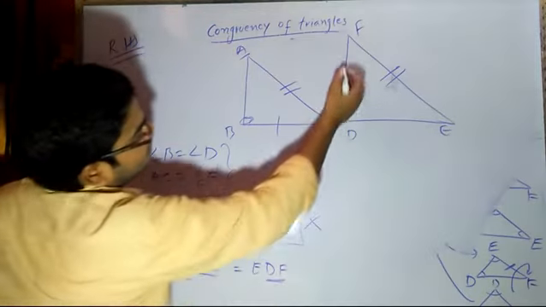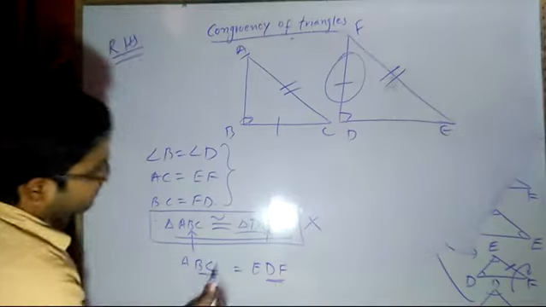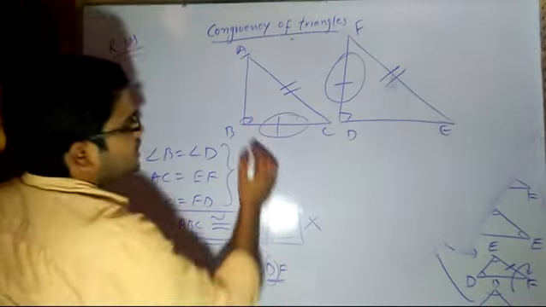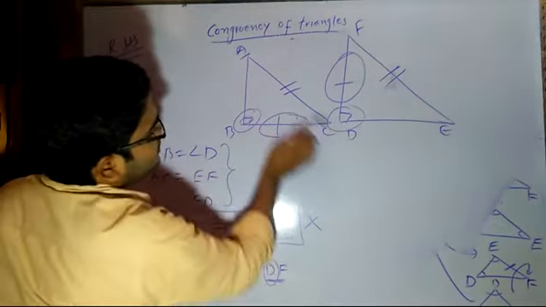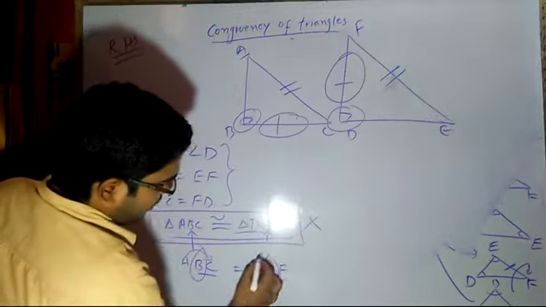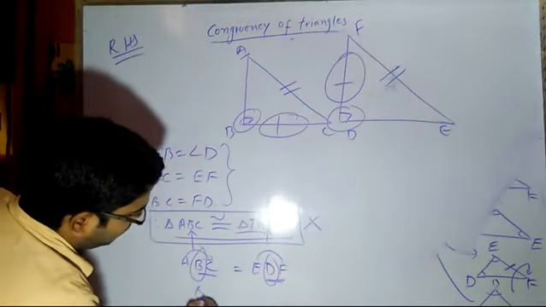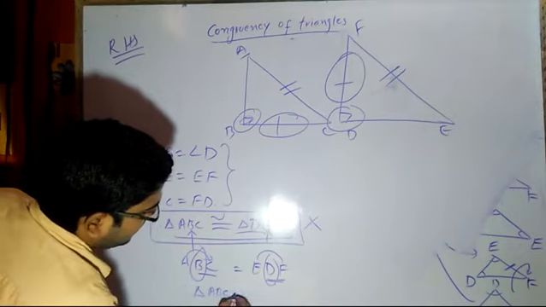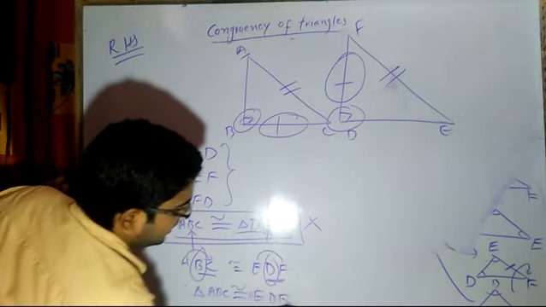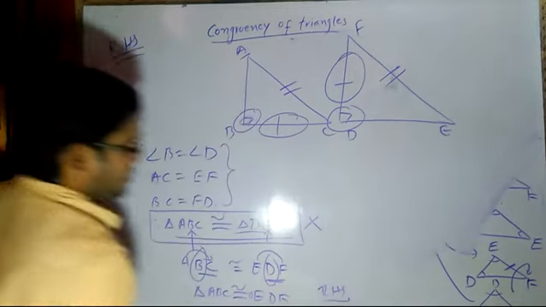So DF is this side, BC is this side, correct? Angle B is 90, angle D is 90, correct? Now AC is there, A to C is end to end, E to F is end to end. So that means you can write only ABC is congruent to EDF in this way by the RHS criteria.